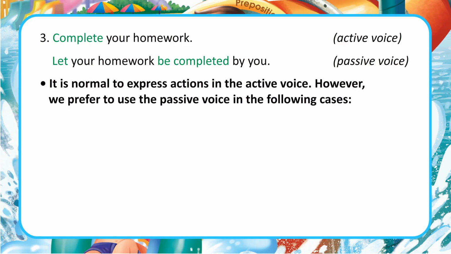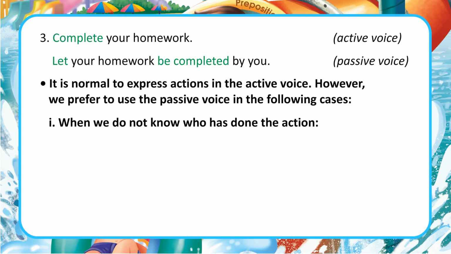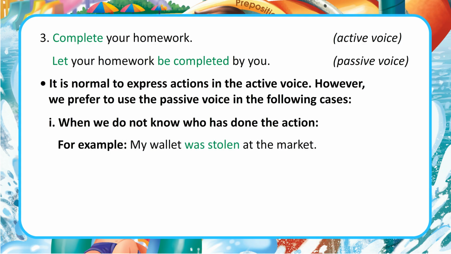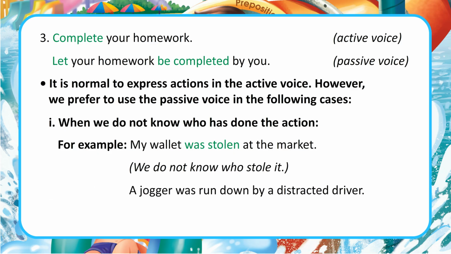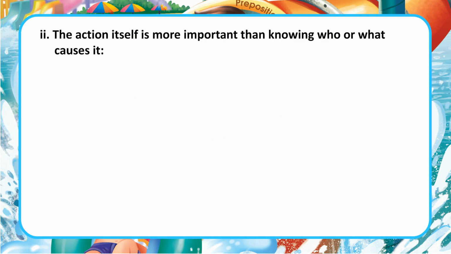It is normal to express actions in the active voice. However, we prefer to use the passive voice in the following cases. 1. When we do not know who has done the action. For example, my wallet was stolen at the market. We do not know who stole it. A jogger was run down by a distracted driver. We do not know which driver hit him.